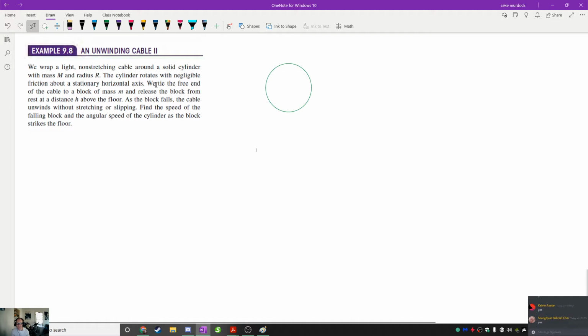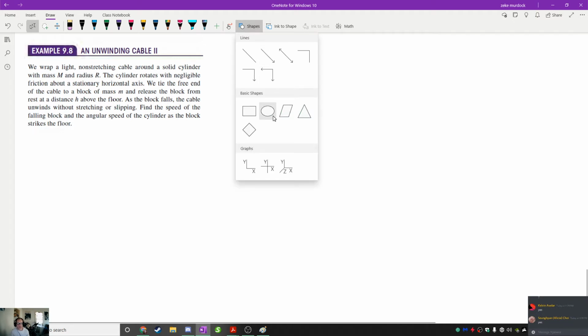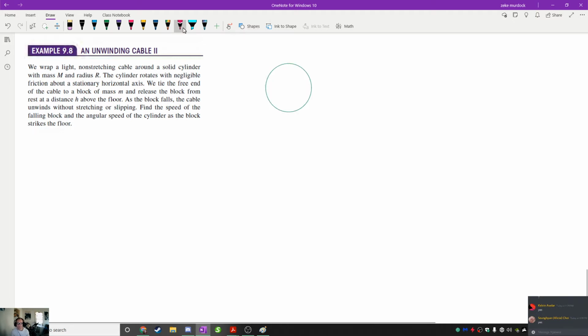We tie the free end of the cable to a block of mass m and release the block from a distance h above the floor. So connected to this, we have, it's like a spool. We have a rope that's coming off of here, like this, and hanging from the rope is a box. And our box has a mass of m. And the cylinder has a mass of capital M.